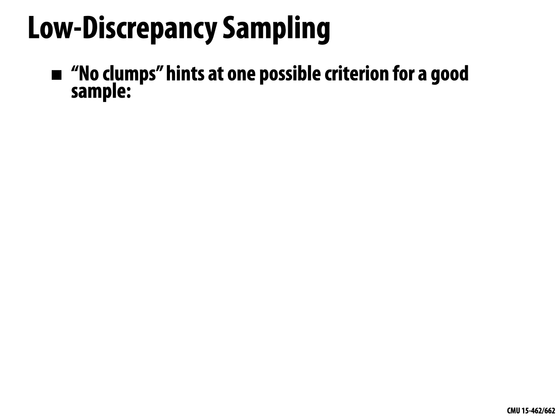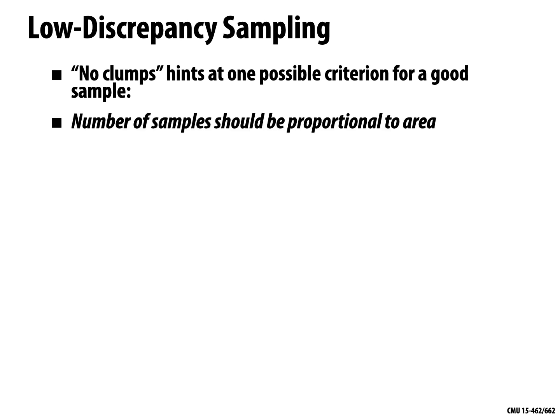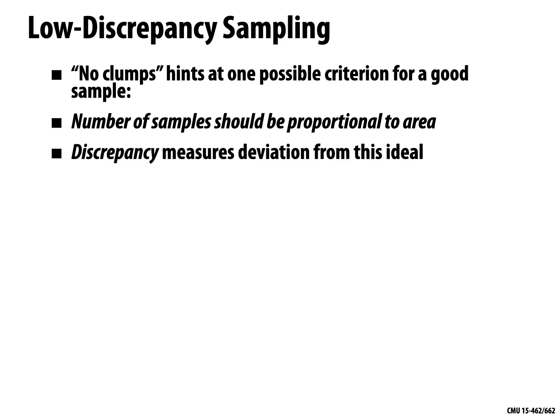So this idea of not having clumps in our sample pattern hints at one possible criterion for a good set of samples, which is the number of samples in a given region should be proportional to the area of that region. Sounds very natural. And discrepancy, the notion of discrepancy, is the measurement of a deviation from this ideal distribution of samples.